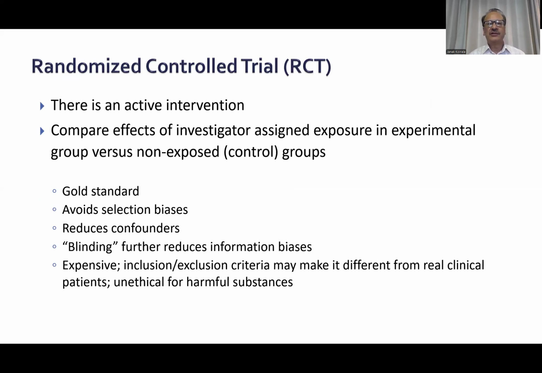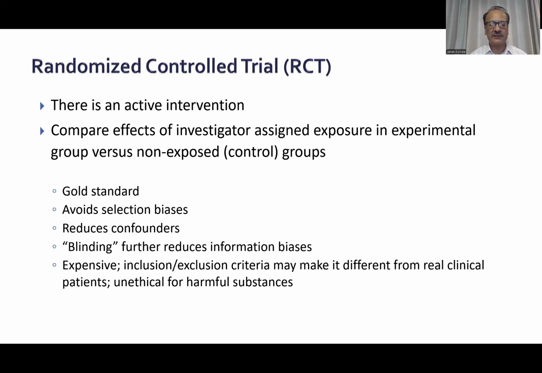In randomized controlled trials, or RCTs, there is an intervention, and the investigator assigns the population into an experimental group and a control group. The experimental group has interventions, and control groups have no interventions or standard of care. So RCTs are considered the gold standard: they avoid selection bias, reduce confounders, and blinding further reduces information biases.